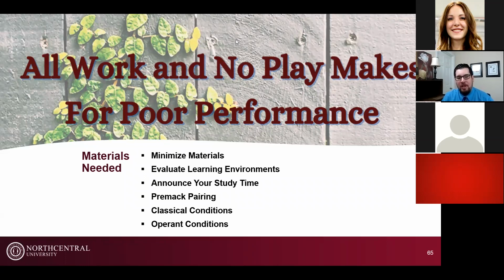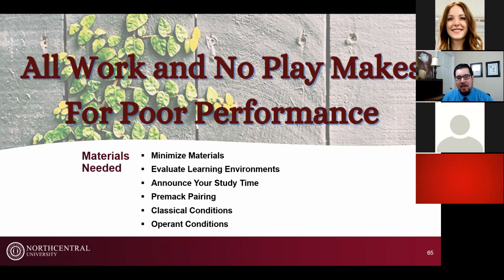So we need to minimize the materials, bringing essentials only to our study environment. Bring everything you need, but not the stuff you don't need. Evaluate your learning environment so that it's distraction-free or at least minimal. And announce your study time early. Tell other people, hey, I'm going to go study. Please don't bother me. That's sort of a lockdown strategy, or boundaries.